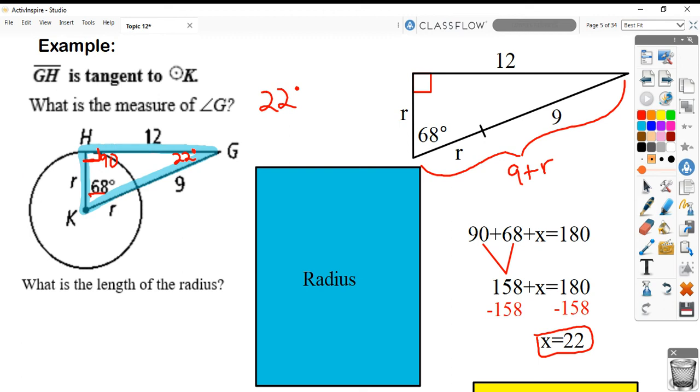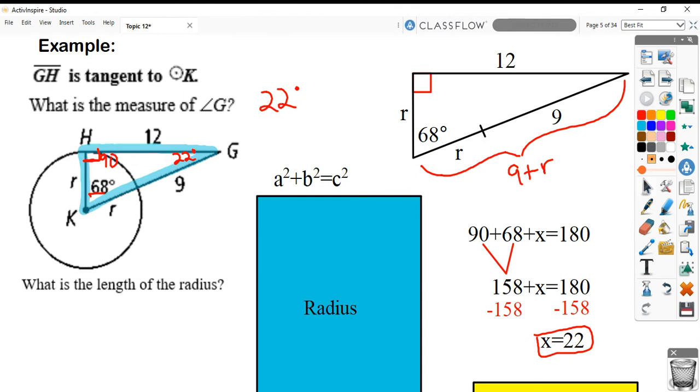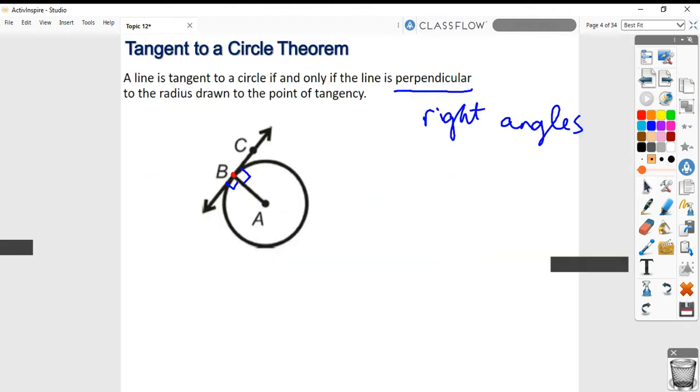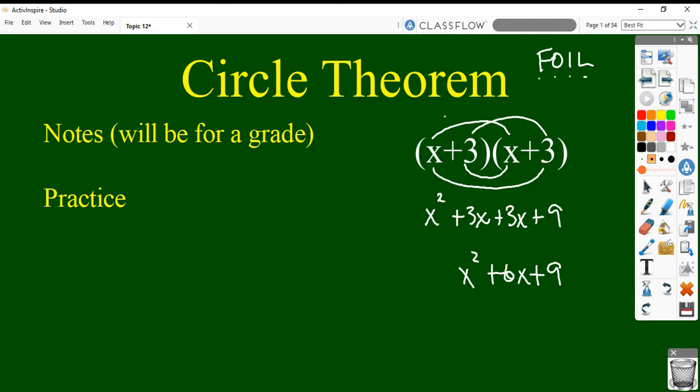Now we've got our three sides, and we can figure out what R is based on our old friend, the Pythagorean theorem. A squared plus B squared equals C squared. So that's what we're going to do. We're going to take the two legs of the triangle, R squared plus 12 squared, and say that that is equal to the hypotenuse, (9 plus R) squared. Here's where we're going to use those skills that we were just looking at a second ago, back on that title page at the beginning.